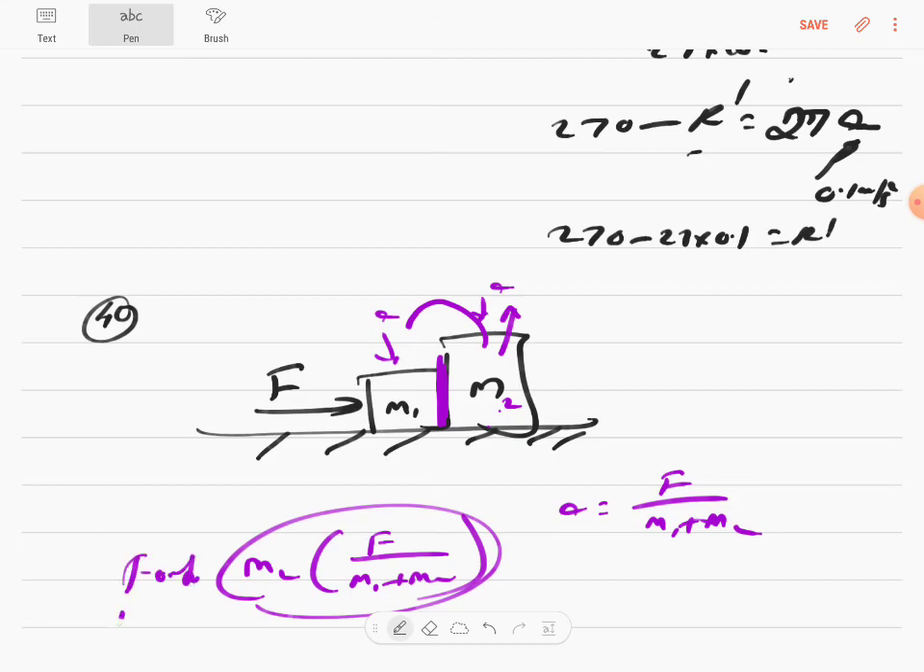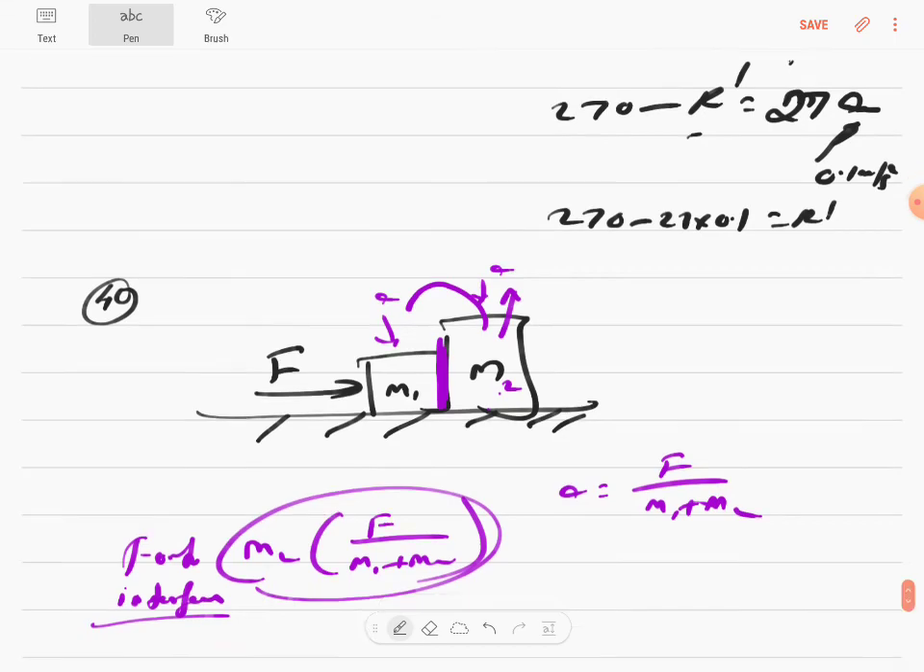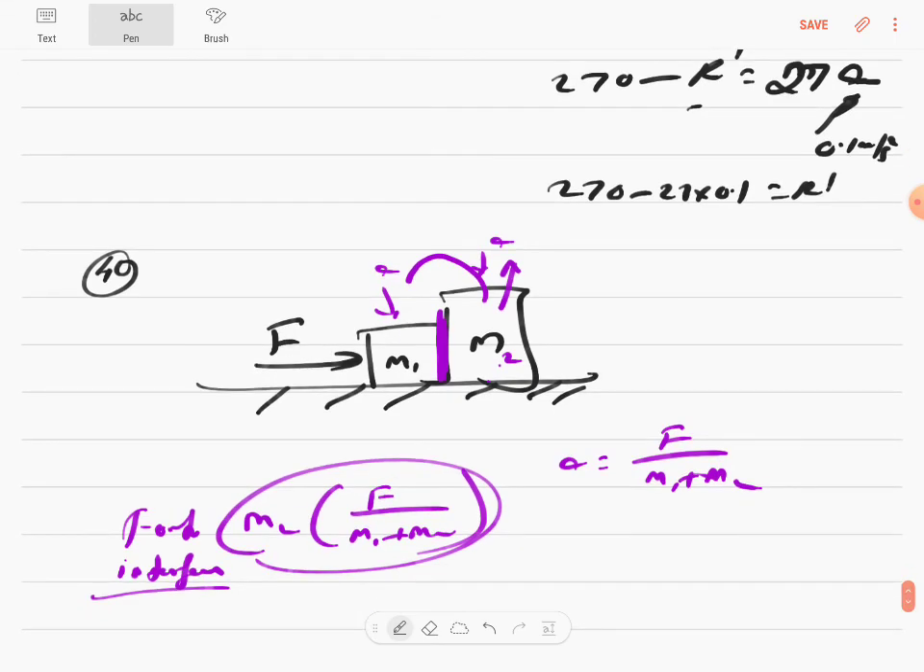Force on the interface. Okay, are you clear? Yes, ma'am. So then there is nothing given. There is no m1 and m2. It's all in terms of m1. No numbers. Numbers are not given.